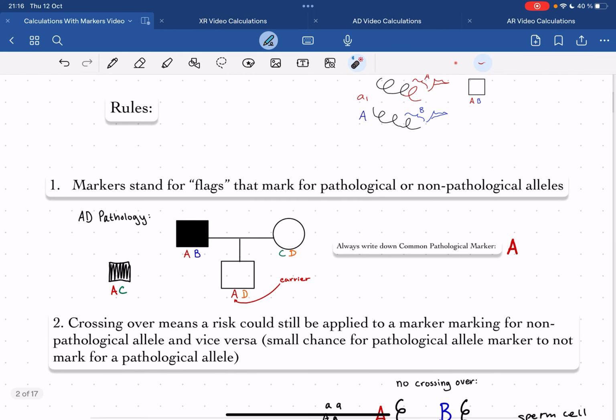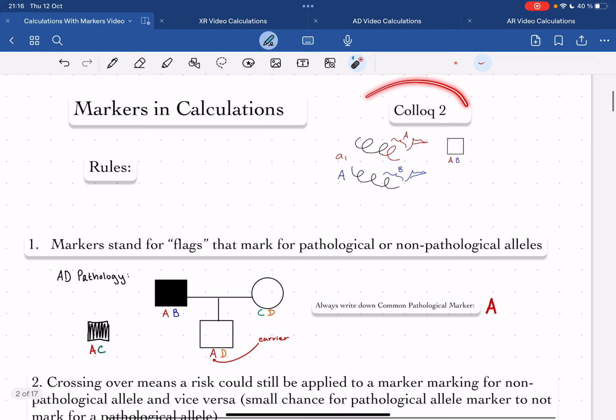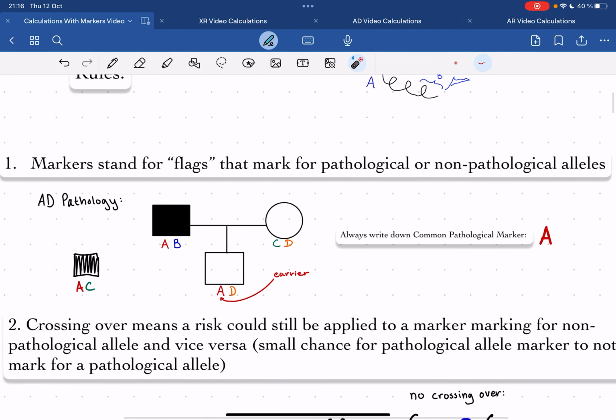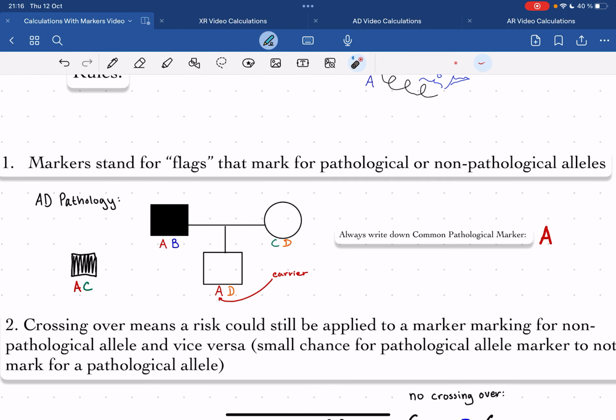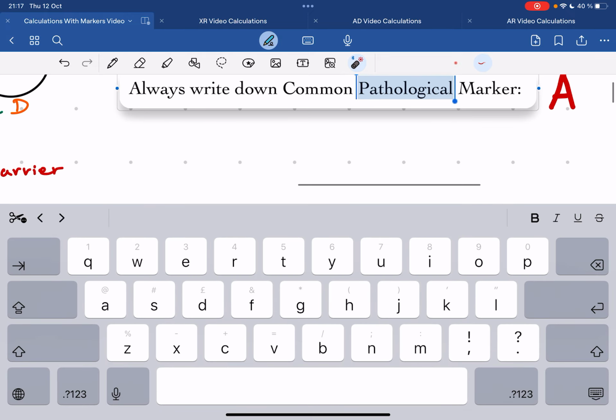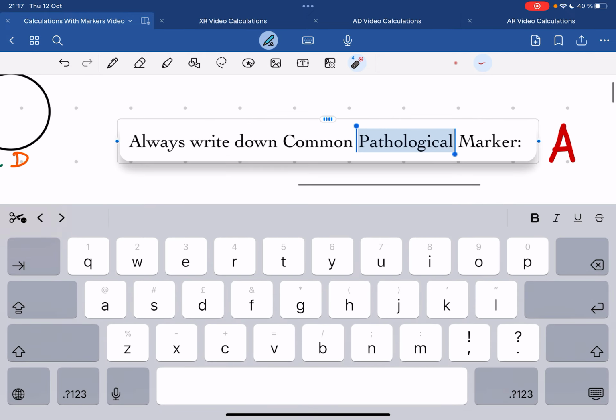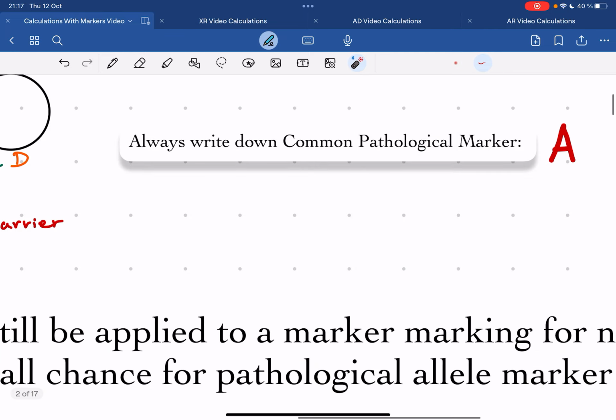So rule number 1, markers stand for flags that mark for pathological or non-pathological alleles, just like we learned up here. So it's very important that for every bit of calculation that we're doing, we always have to mark down some important information. The first one is writing down the common marker that marks for a pathological allele.